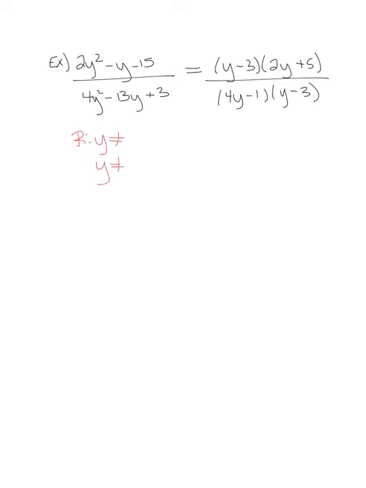All right, so I factored this for you. Obviously, I haven't shown any of the work, but this is what you would get. Since everything's factored, I'm going to go ahead and state those restrictions. So y cannot be a positive 1 over 4, and it cannot be a positive 3. That looks kind of silly, but there you go. And at this time, I can cancel out the y minus 3's. And so what I'm going to be left with is just 2y plus 5 over 4y minus 1.